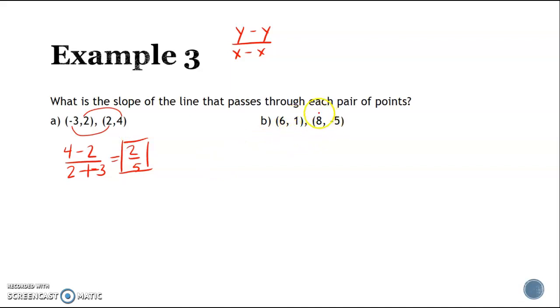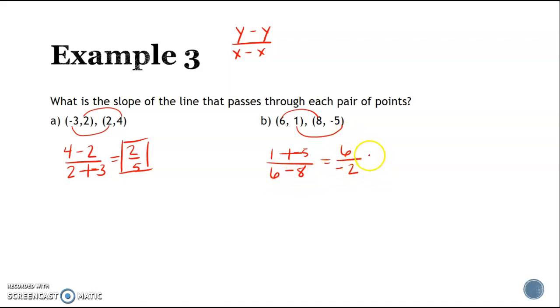So then for B, in this case, I think I'm going to do 1 minus a negative 5 for my y's. So then that means to do my x's, since I chose 1 first, I need to choose 6 first. So I'm going to do 6 minus 8. And so 1 minus a negative 5 gives us 1 plus 5, which gives us a 6. And 6 minus 8 is a negative 2.